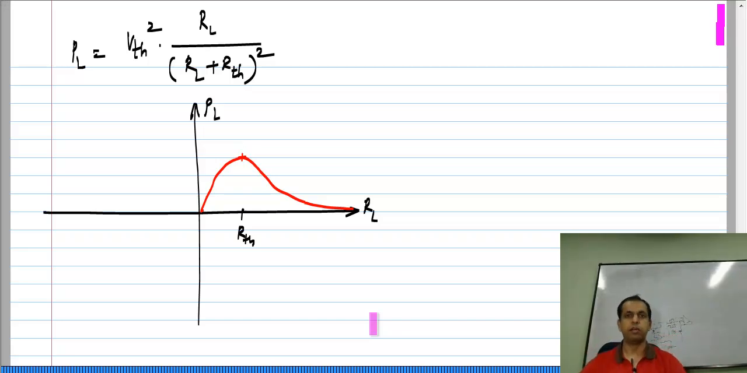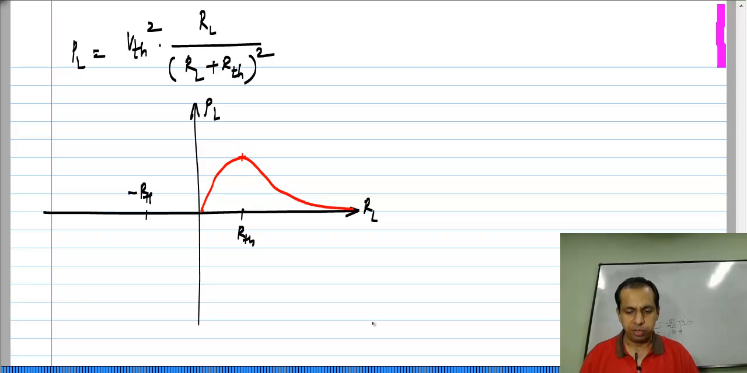Okay, for RL equal to 0, the load is a short circuit, there can be no voltage across it and it does not draw any power, it does not dissipate any power. Similarly, when RL equals infinity, it is an open circuit, there can be no current through it, and again there is no power through RL.